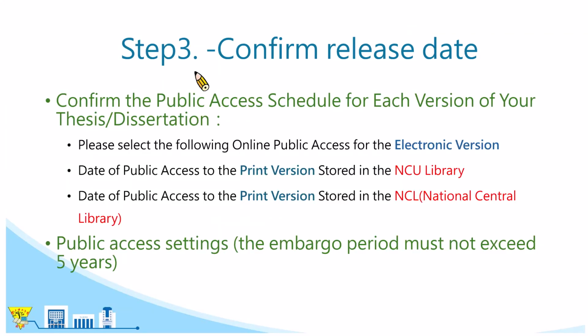Step 3 is critical. You must set the public access schedule. This includes 3 separate settings: the electronic version, the print copy at the NCU library, and the print copy at the National Central Library. Please note that any embargo period must not exceed 5 years.